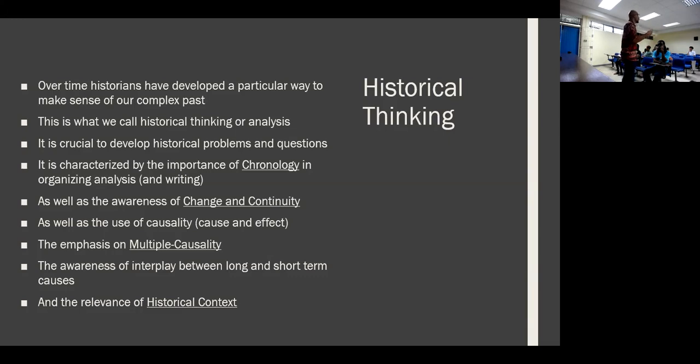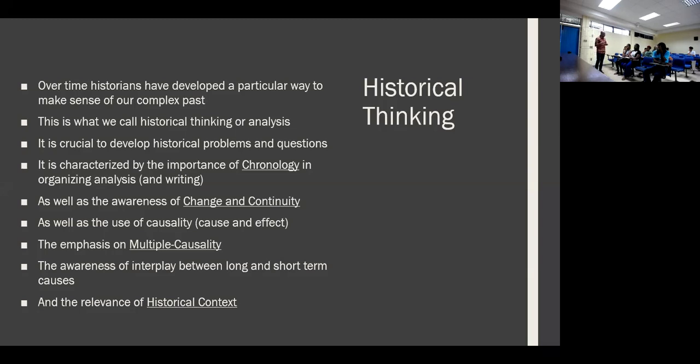But one of the things that I will tell you is that students tend to establish a connection between 1807 and 1880. The people who are colonizing in 1880 are different from the people who abolished the trade in 1807. So those are things that are important, that chronology and so on. Anyway, it's characterized by the importance of chronology in organizing our analysis and also our writing.